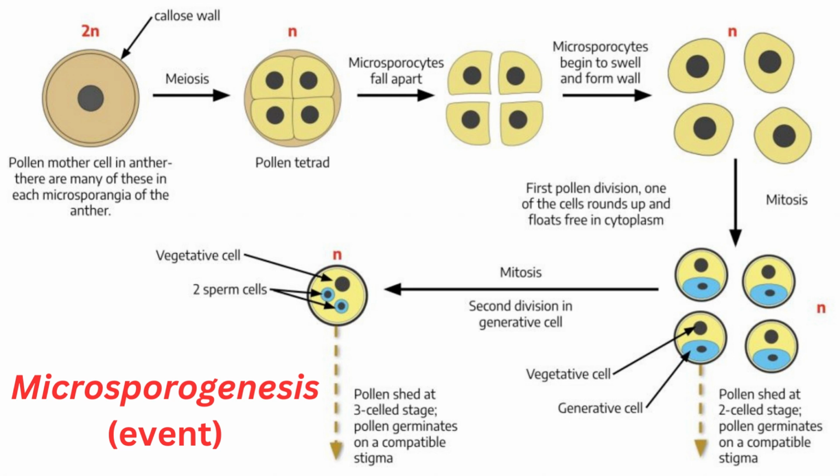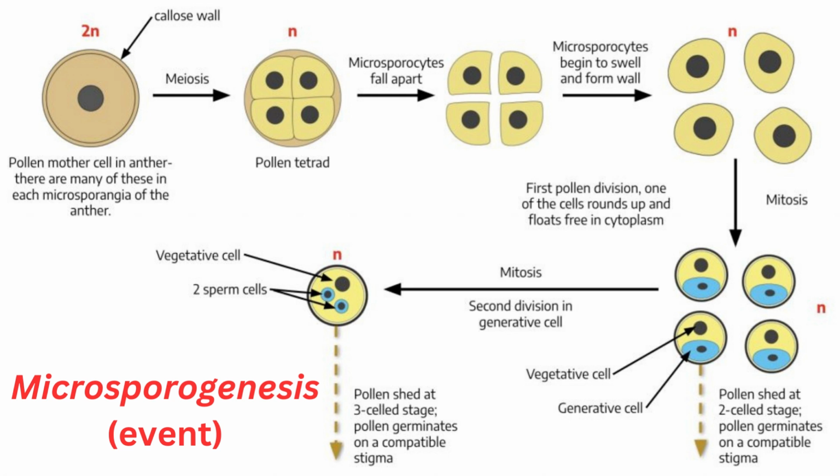Microsporocytes fall apart and begin to swell and form walls. Jo microsporocytes hote hain, wo alag alag hoke, uske andar wall ka formation ho gaya, aur wo dheere dheere swell hone shuru ho gaye, matlab phoolne lag gaye. Then mitosis division happens. Mitosis division is also called first pollen division. One of the cells rounds up and floats in the cytoplasm.